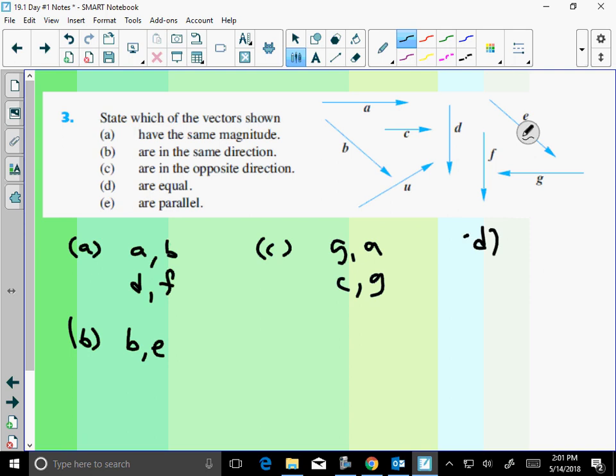Part D, vectors that are equal. I only have one pair. It'd be D and F, right? Same magnitude, same direction. And then parallel. Well, parallel is different than equal. Could they have different directions and be parallel? Yeah, sure. So I'd have A and C and G. And then, of course, you've got your DF pairing as well.